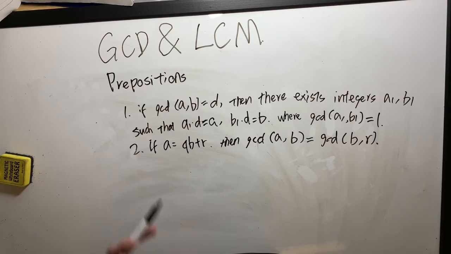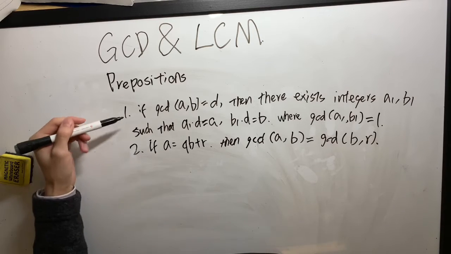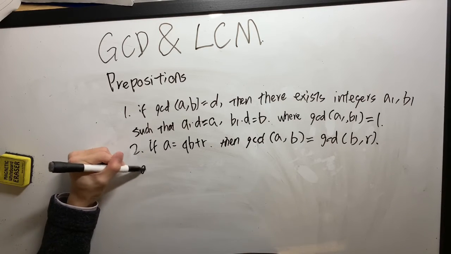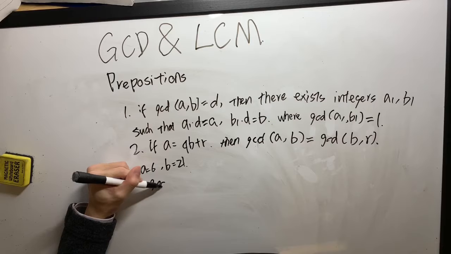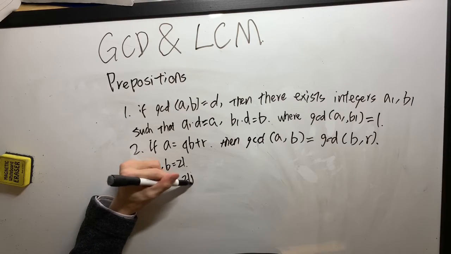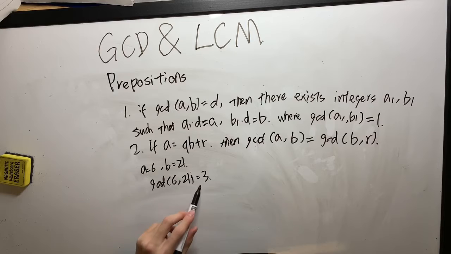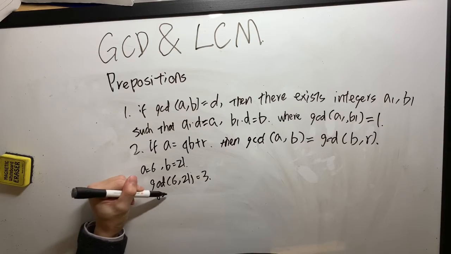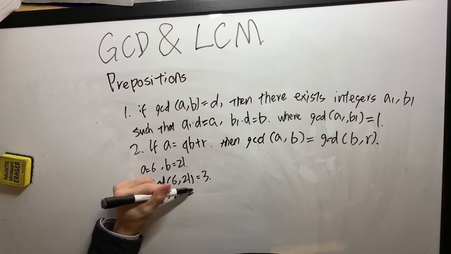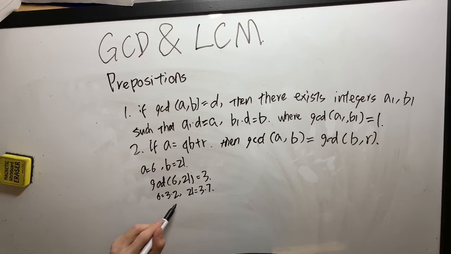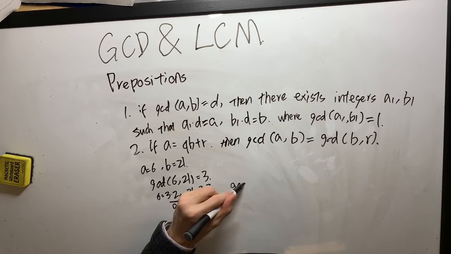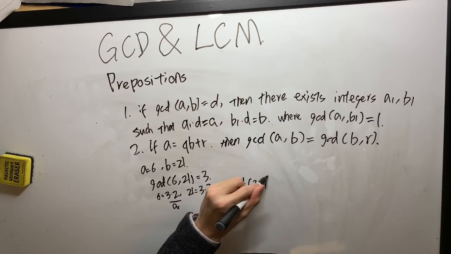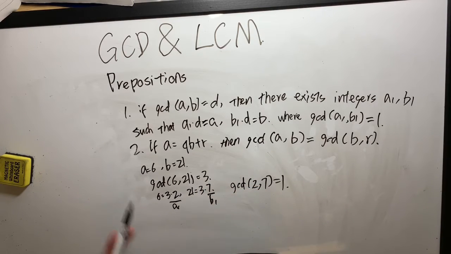But we can see some examples through these propositions. For the first proposition, let's take A equals 6 and B equals 21. Obviously GCD(6, 21) equals 3. And 6 equals 3 times 2 and 21 equals 3 times 7. That's A1 and this is B1. And GCD(2, 7) equals 1, as the first proposition said.